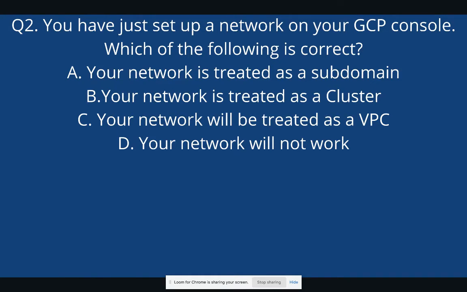C. We'll skip that one for now because it might be an option. So might B. Let's have a look at A. Your network is treated as a subdomain. That can't be right, because if we think back to what networks are, we had networks that connected virtual clouds and virtual private clouds together, which means that even though you have that, it doesn't make it a subdomain.